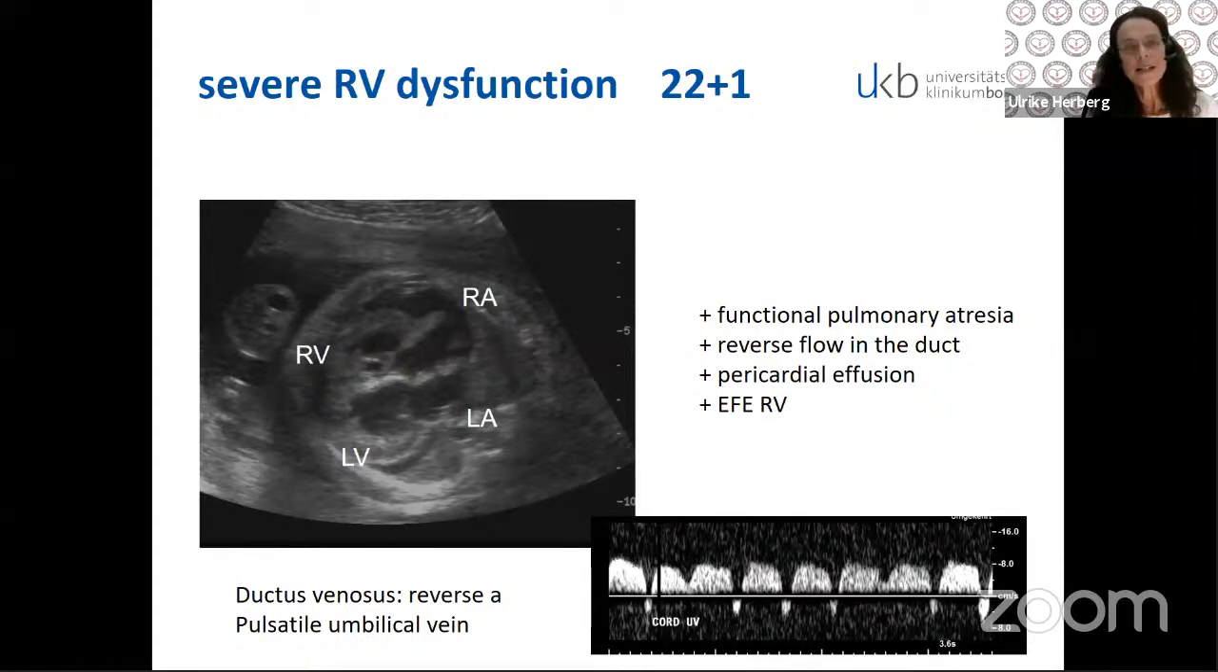So this is the next case with severe right ventricular dysfunction seen at 22 plus 1 weeks of gestation. This fetus also had functional pulmonary atresia, reverse flow in the duct, pericardial effusion, endocardial fibroelastosis of the right ventricle, and also pulsatile umbilical veins.